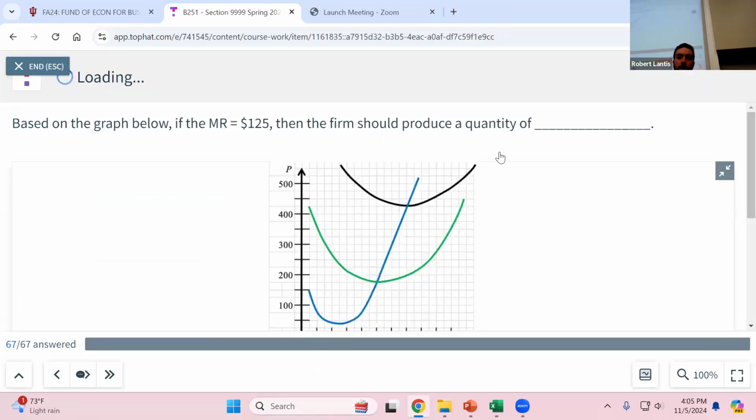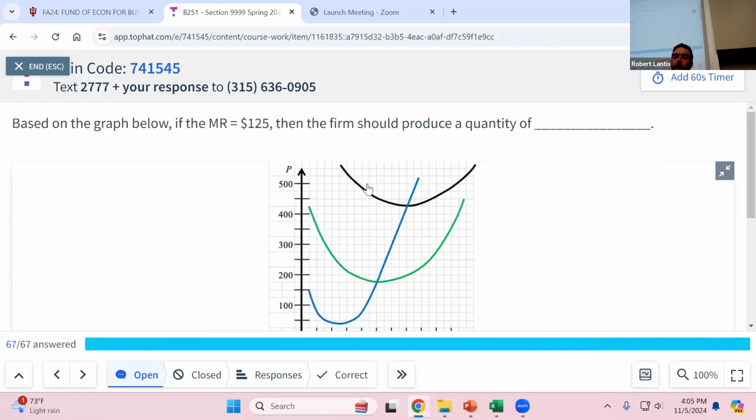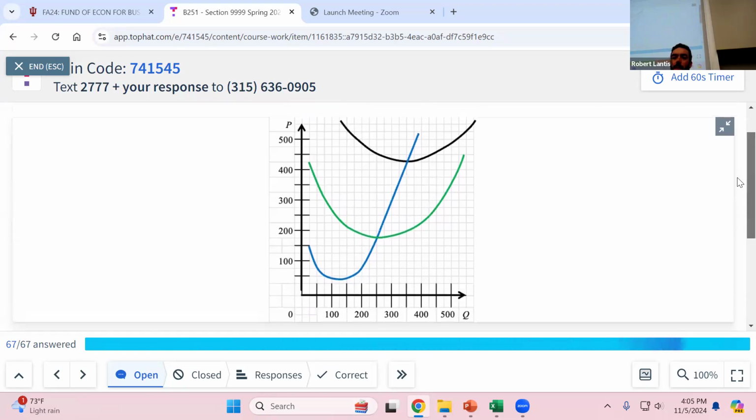If I then go thinking about, so this one, just to make a point. Let's say my marginal revenue was $125. So if my marginal revenue is $125, what must be true about the price of the good?